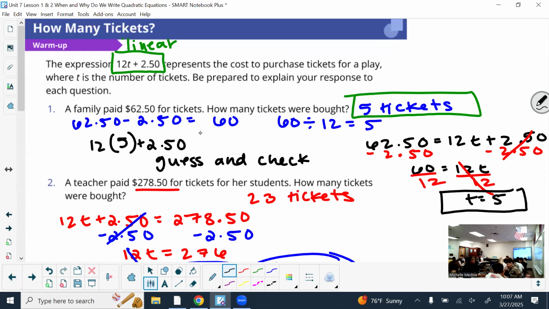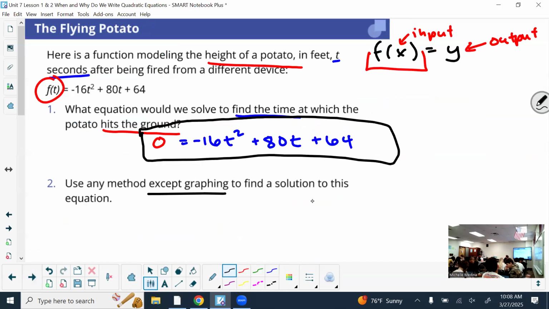And compare it to what we did in the warm-up. In the warm-up, there were all these different ways of getting the answer. Remember, solutions are values for the variable that make it true. So like in number 1 for the warm-up, 5 was the value that made it cost $62.50 after fees. 23 was the value that made it cost $278.50. So what value can I plug in for the t to make it equal 0?